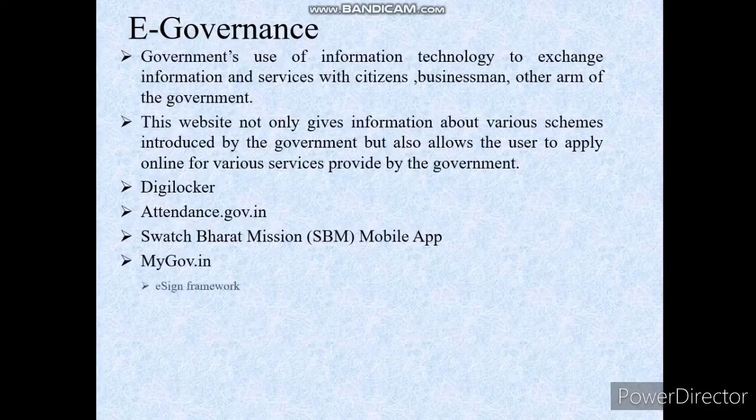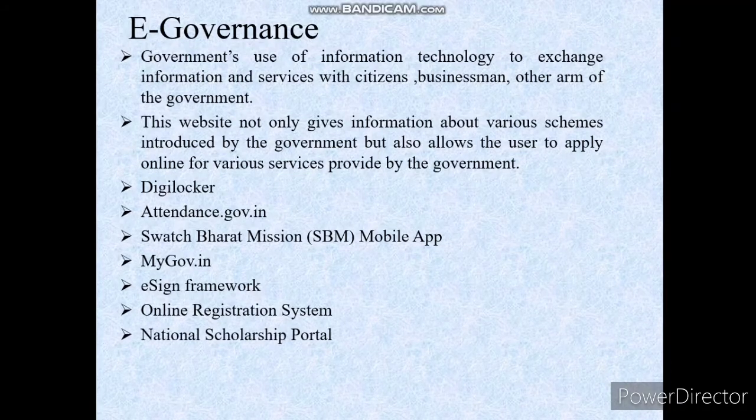Next is the e-sign framework. It would allow citizens to digitally sign a document online using Aadhaar authentication. Online registration system. This application provides important services such as booking an appointment, payment of fees, online diagnostic reports, and inquiring about the availability of blood online in any government hospital.